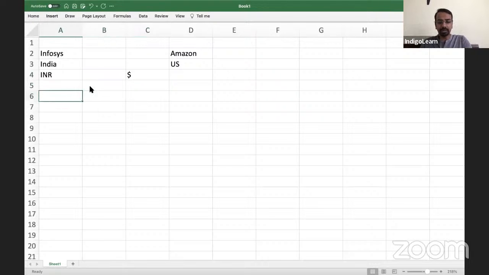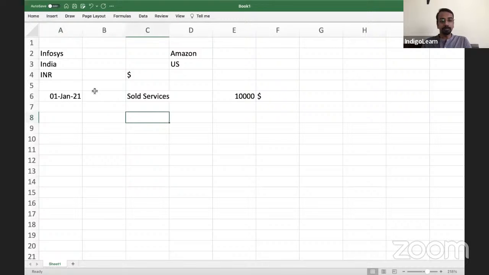And on a particular date, let us say on 1st of January 2021, Infosys sold services worth $10,000. Now, the amount is not yet received. Amazon has not yet paid the amount. There is a 6-month credit period which is provided. Okay. Now, what is the entry for sale? You would say Amazon account debit. By how much? $10,000.